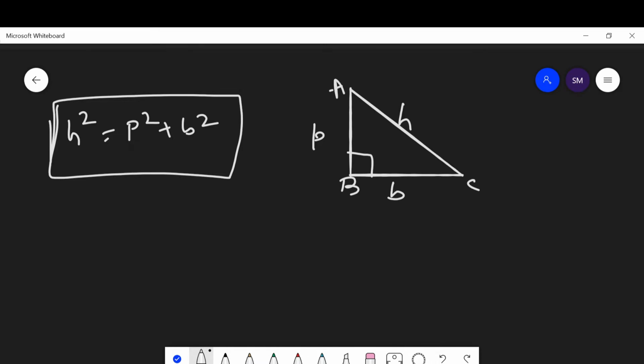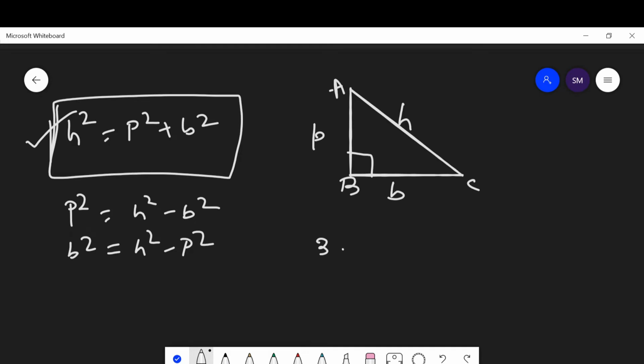Here ABC is the right angle triangle with the right angle at B, AC is the hypotenuse, BC is the base and AB is the perpendicular. Then according to Pythagoras theorem, h square is equal to p square plus b square. By applying this, we can also derive p square is equal to h square minus b square, and b square is equal to h square minus p square. Suppose three sides of a triangle are given. You have to decide whether they are Pythagorean triplets or not. If they satisfy the Pythagorean condition, these three sides are the sides of a right angle triangle.